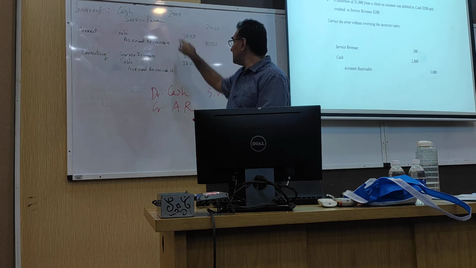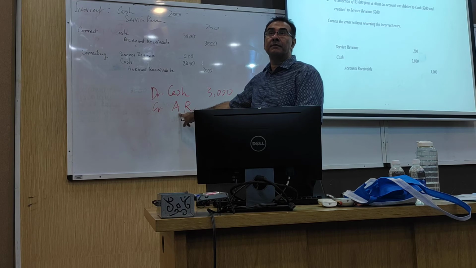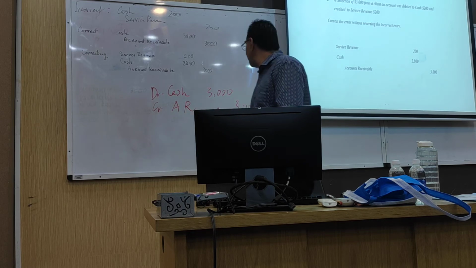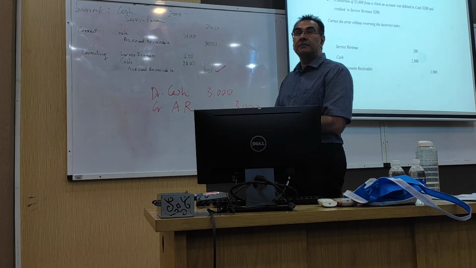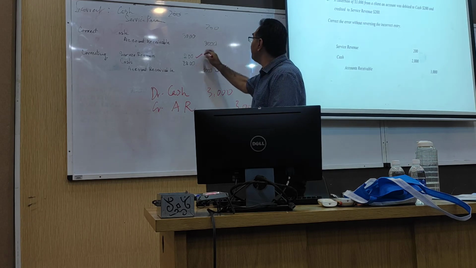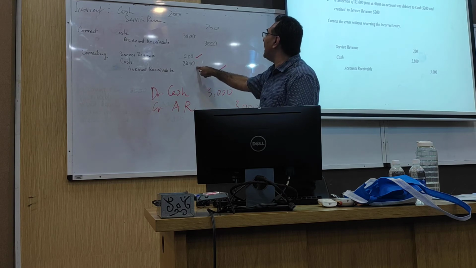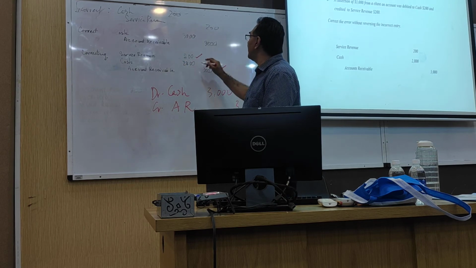This is what I did. This is what I should have done. So, how do I fix it? I know I need to credit. I need to debit because this is incorrect, and I need to add another 2,800.